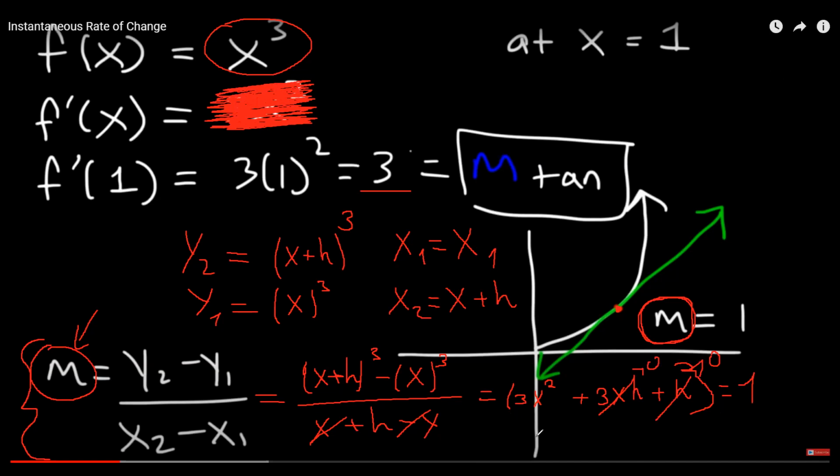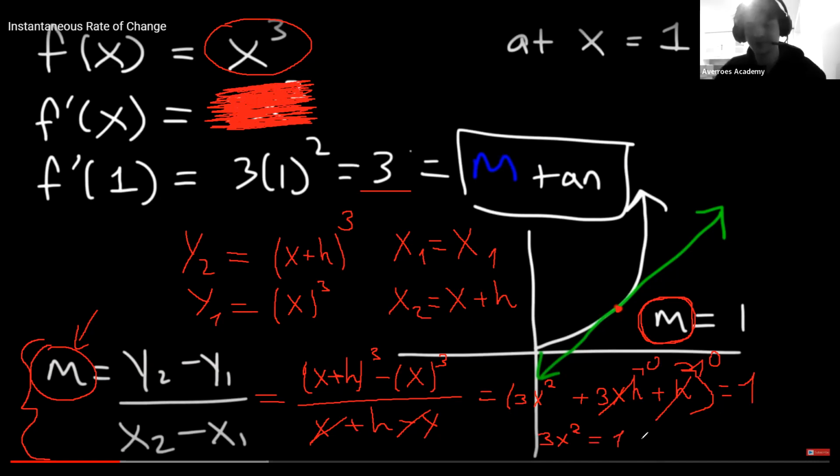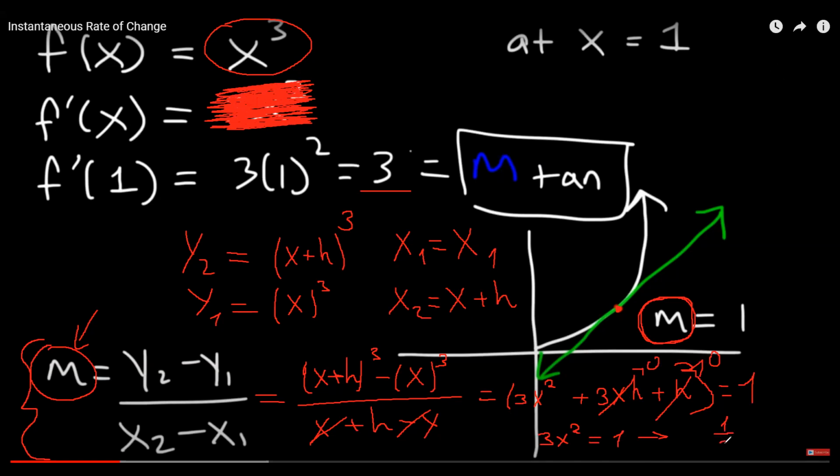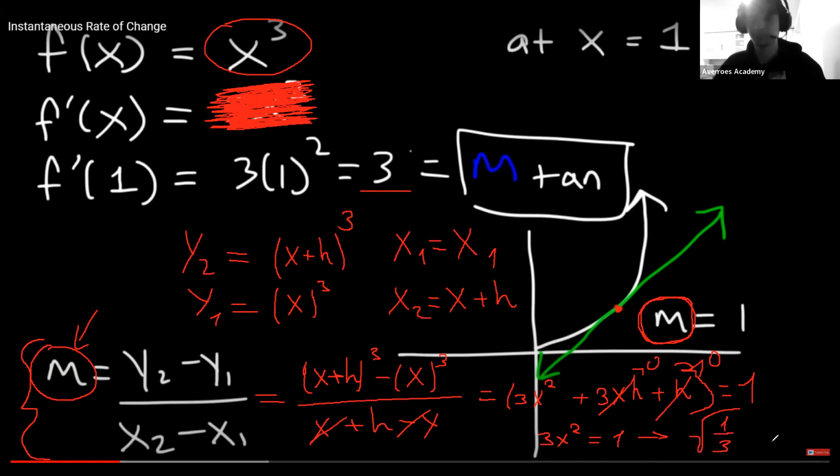So then you'd have 3x squared equals 1. If we isolate for x, you'd have to divide by 3 and then take the square root. And this would be the answer. This would be the point at which m is equal to 1. Let's call this point a, okay? The value of x at this point is the square root of 1 divided by 3. And you can also find the value of the function at this specific point, right?